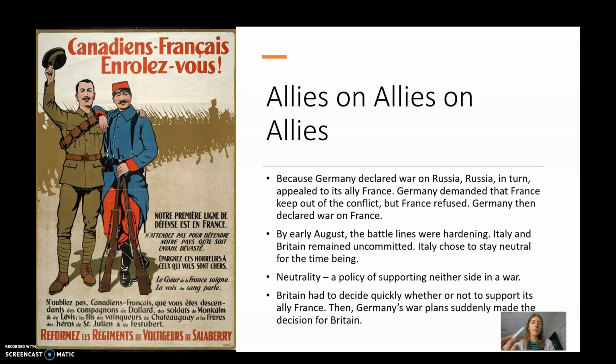Here on the left, we have a French poster. So here's a French guy, here's a guy I think represents Great Britain, and this is a propaganda poster like we talked about in class. So allies on allies on allies. Because Germany declared war on Russia, Russia in turn appealed to its ally France. Germany demanded that France keep out of the conflict, but France refused. As a result, Germany then declares war on France.